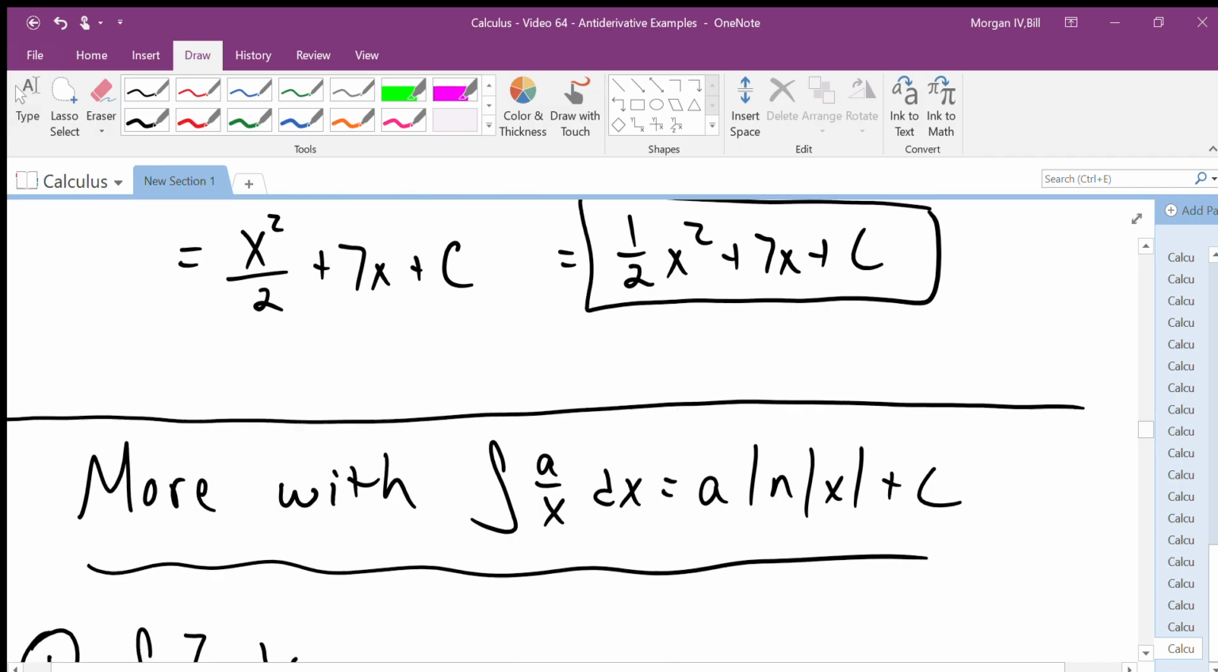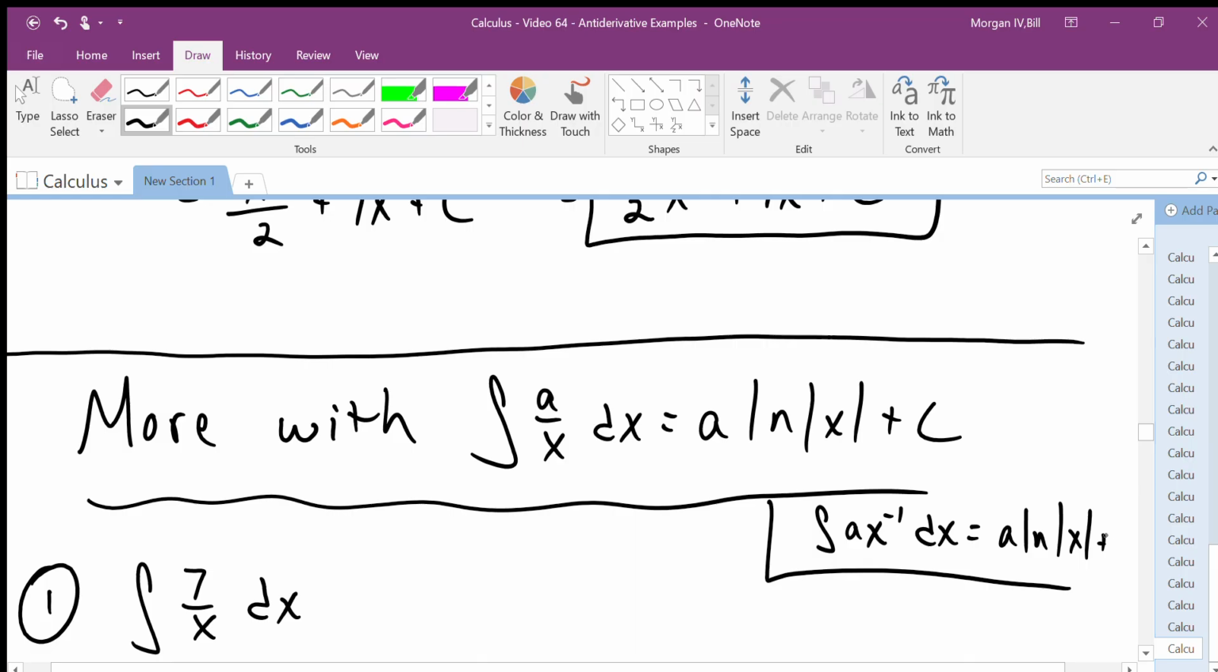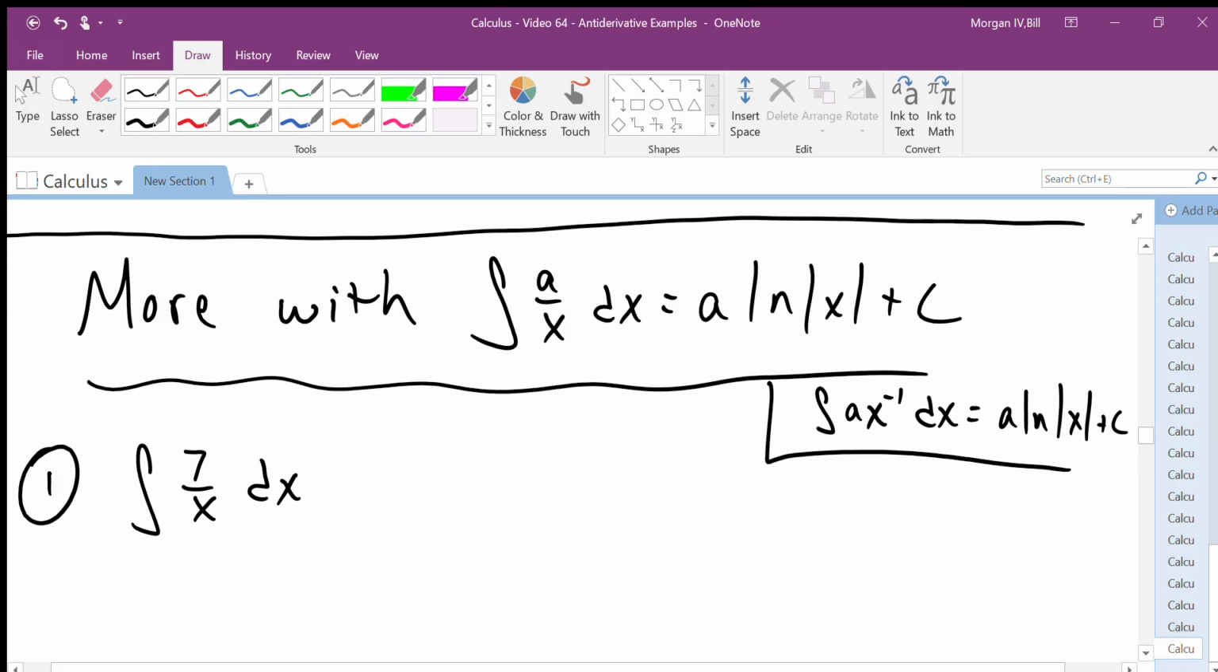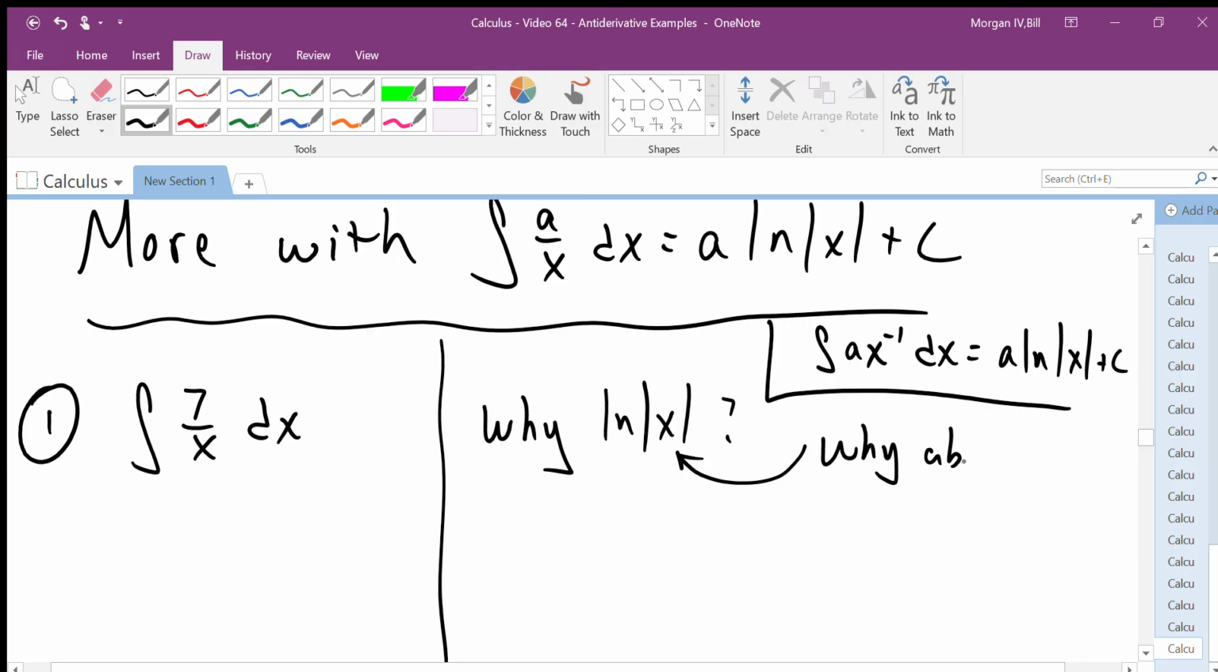All right, more with this integral, the antiderivative of a over x dx, or you might see it in this form as well. You might see it as the integral of ax to the -1 dx. It means the same thing. In either case, you get a times the natural log absolute value of x plus c. So before we get into doing more problems, we'll come back to this one over here. The question is, why do we get the absolute value? Why is it natural log of the absolute value of x? Right. Why absolute value?